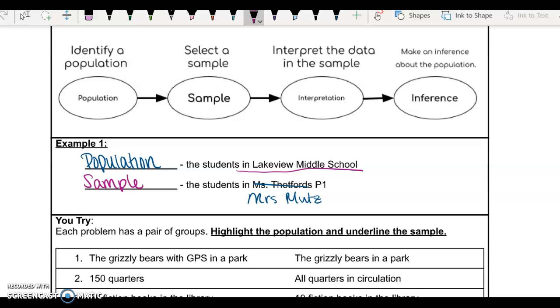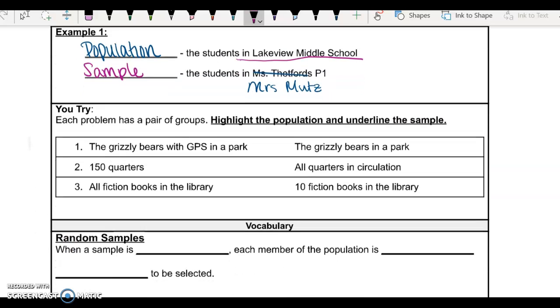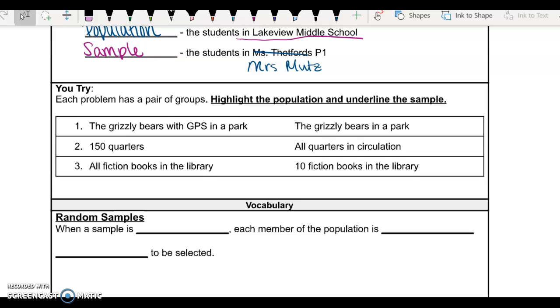This would be a better sample if we are trying to make conclusions about 7th graders, because then we are looking at a group of 7th graders. But because it's not the entire set of students at Lakeview, this is just a sample. So a sample is just like a small group, while a population is the entire group as a whole. Now I want you to try, so pause the video, and then you can check your answers with mine.